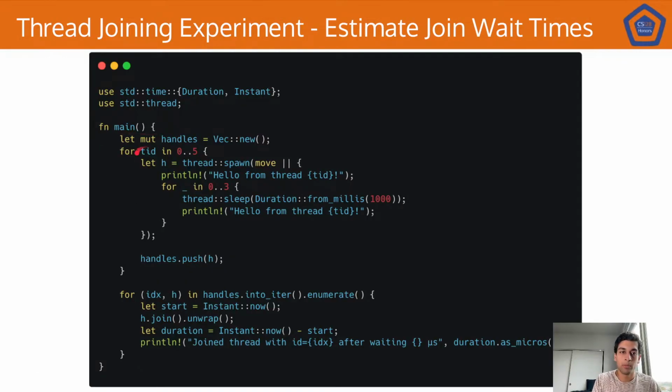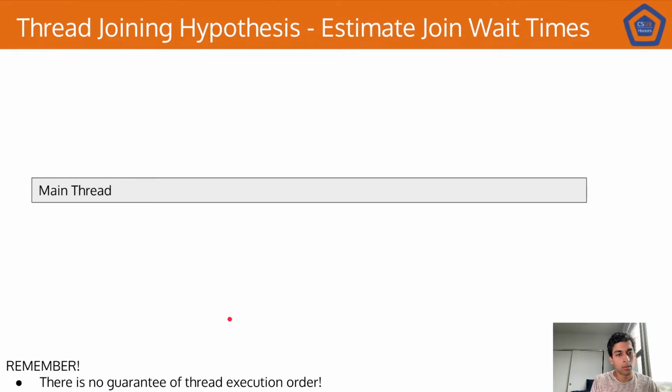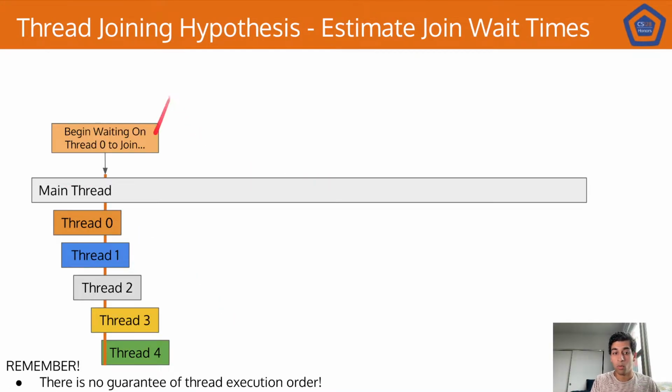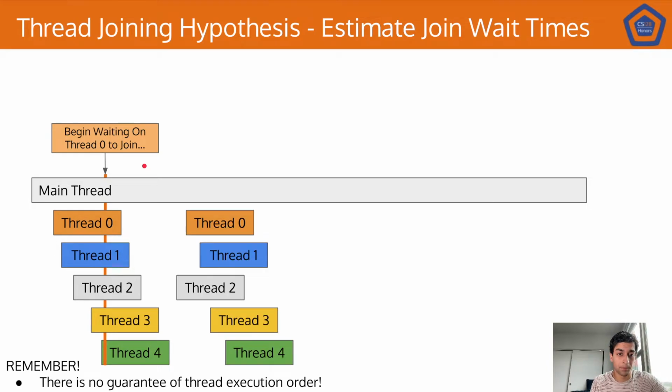Okay. So once we've created the threads, our main thread continues on past this for loop to the second for loop. And then it takes a timestamp and then blocks. So our main thread continues on. Once we create thread 4, we begin waiting on thread 0 to join in our main thread. Okay, so the main thread is currently waiting on thread 0.